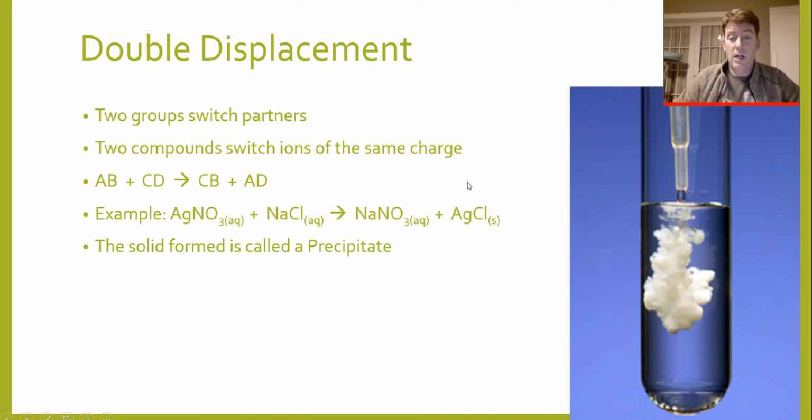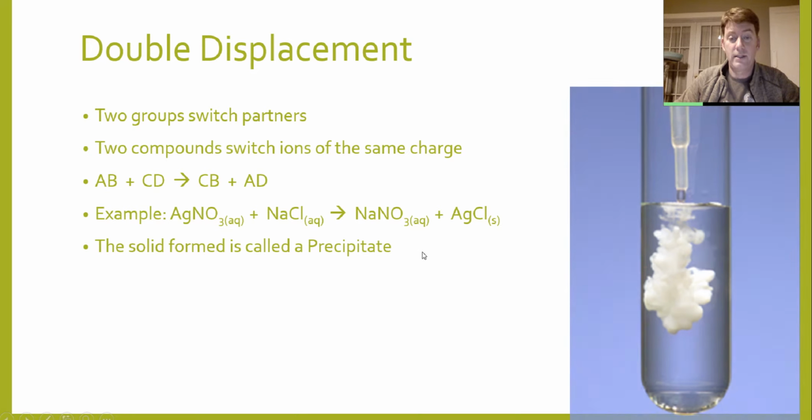So that solid part that is formed, we call that the precipitate. So this combination made a white precipitate. Silver chloride was the precipitate of this reaction. So that's what that means, a precipitate. From two solutions, we created a solid.